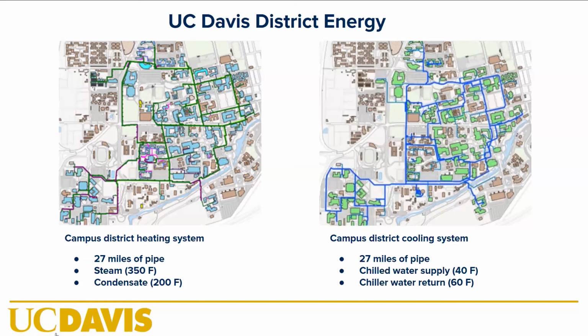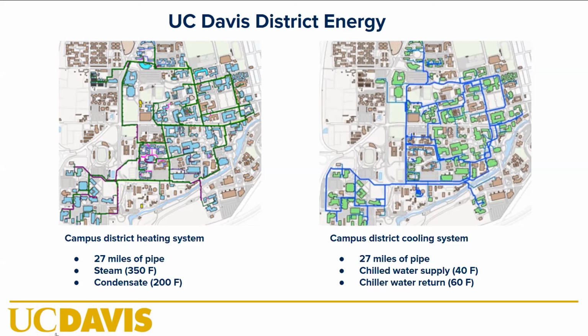So we cool it down. We have 2 cooling plants, and we run chillers in those plants that cool the water down to 40 degrees, and it goes out in these pipes. It's a closed system as well, so it goes out and then comes back as warmer water. It's picked up heat from the buildings. But these are 2 separate systems right now.